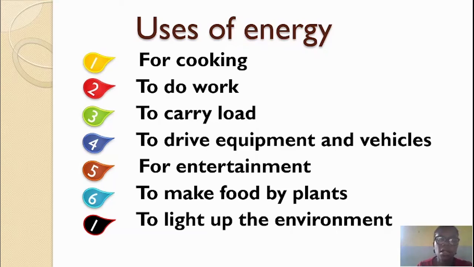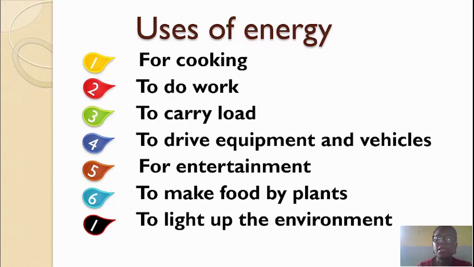6, to make food by plants. Now, what we're talking about here is the solar energy. Remember, the plant uses energy from the sun to make its food through the process of photosynthesis. So energy from the sun can help the plants to make their food through the process of photosynthesis.